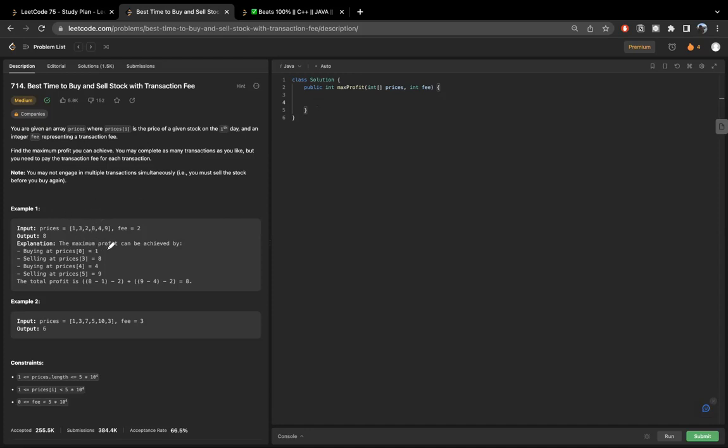Let's take this example very clearly. You have bought it here, you are selling it here. You got a profit of 7, right? You got a profit of 7 minus 2, that is 5. Now you bought it at 4, you sold it at 9. I mean this point. So you got a profit of 5 minus 2 is 3. So 5 plus 3 is 8. Something like this you have to make.